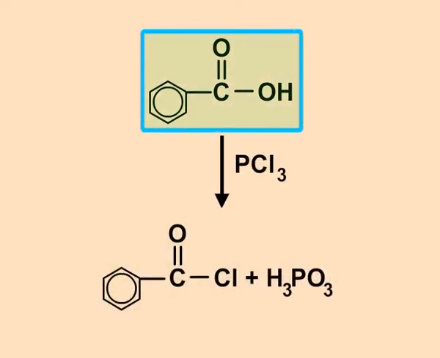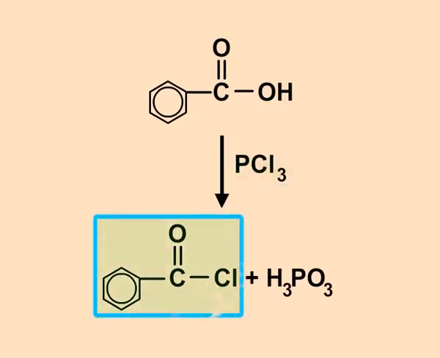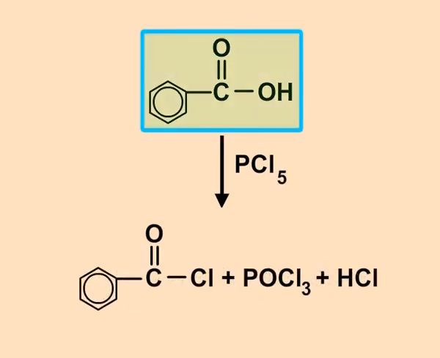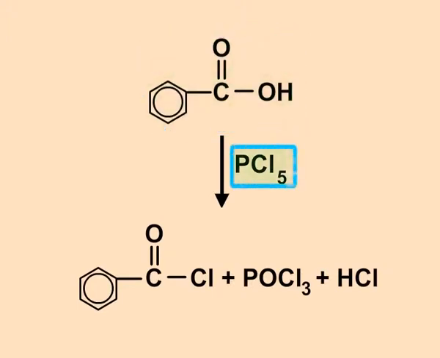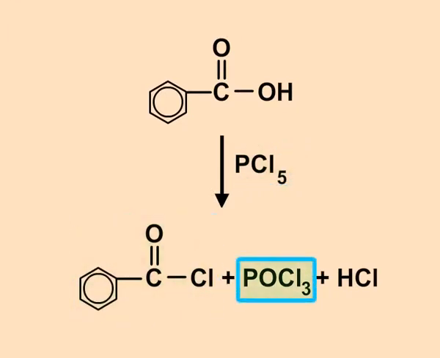Benzoic acid reacts with phosphorus trichloride to form benzoyl chloride and orthophosphorous acid. Similarly, benzoic acid reacts with phosphorus pentachloride to form benzoyl chloride, phosphoryl chloride, and hydrochloric acid.